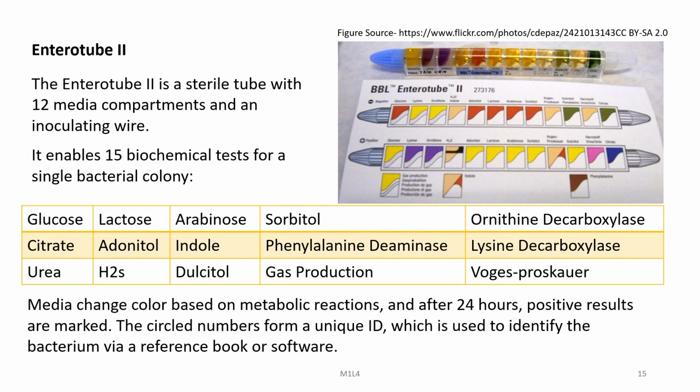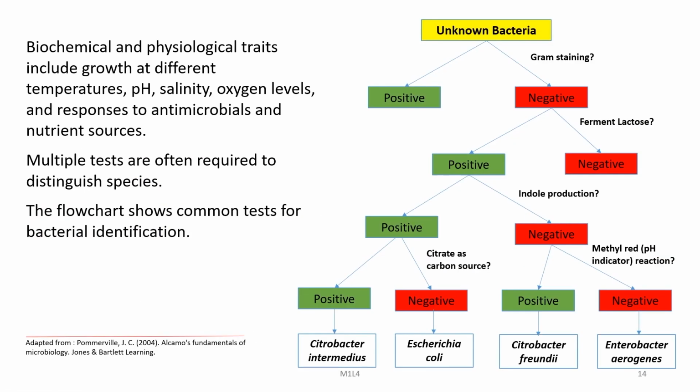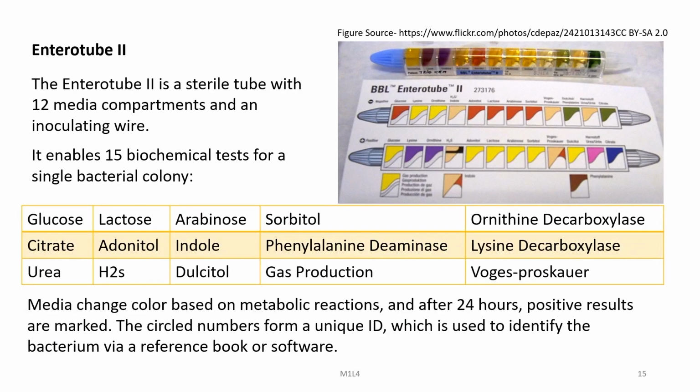Another way of identification and classification is using Enterotube, which is commercially available. This kind of Enterotube 2 is a sterile tube with 12 media compartments and an inoculating wire, and overall it allows 15 biochemical tests for a single bacterial colony. For example, here we have to do the biochemical tests separately, but here we can do the entire panel of these 15 biochemical tests in one single tube.